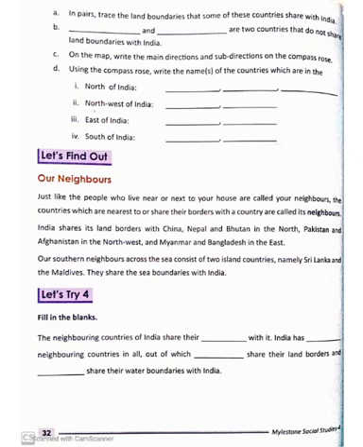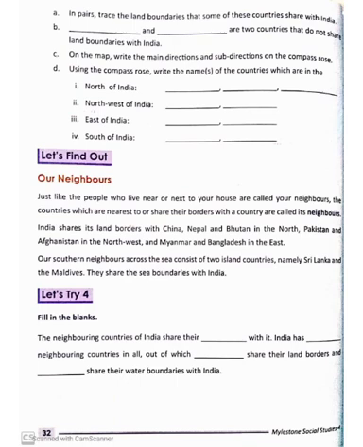Coming up to Let's Find Out, our neighbors. Just like people who live near or next to our house are called your neighbors, the countries which are nearest to or share their borders with the country are called its neighbors. Jaise humne abhi padha, which all are our neighbors? Our neighbors are Pakistan, Afghanistan, China, Nepal, Bhutan, Bangladesh, Myanmar, which share the land borders with our country, and Sri Lanka and Maldives, which share the sea boundaries with our country.